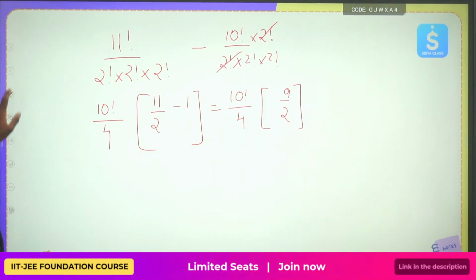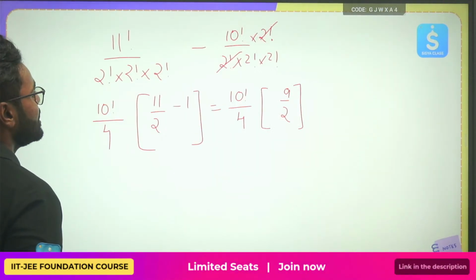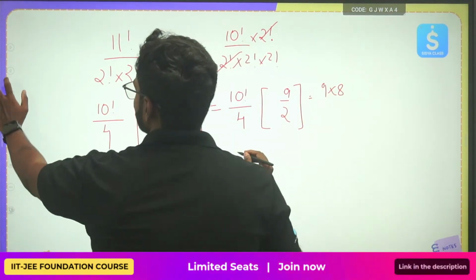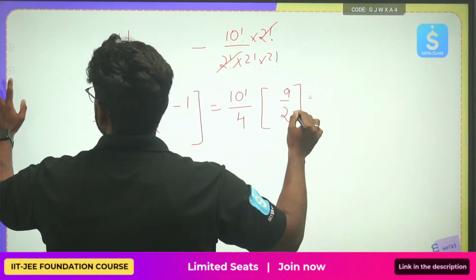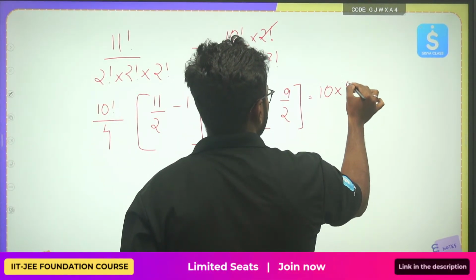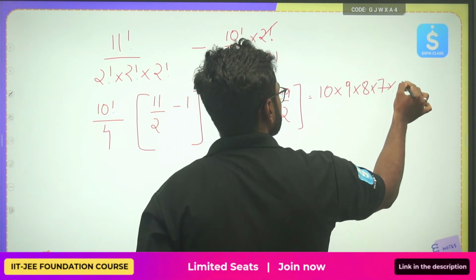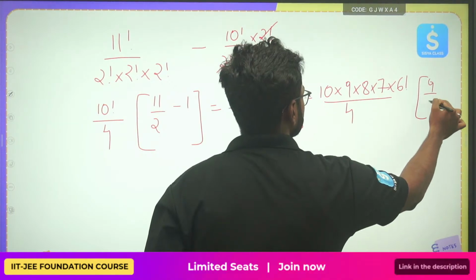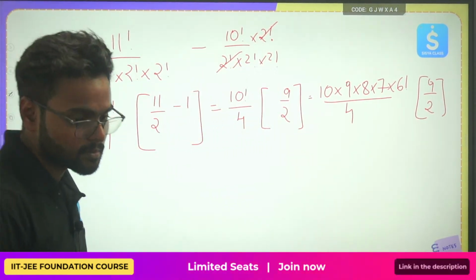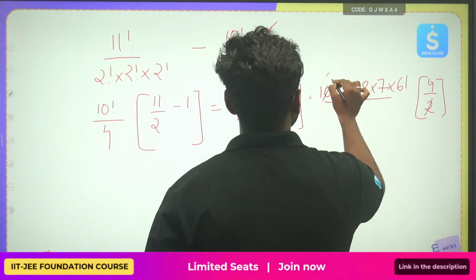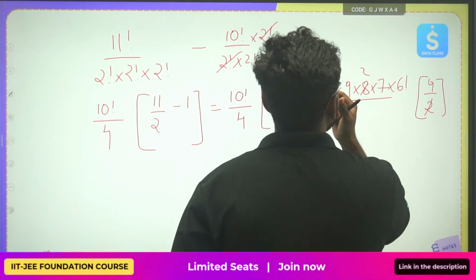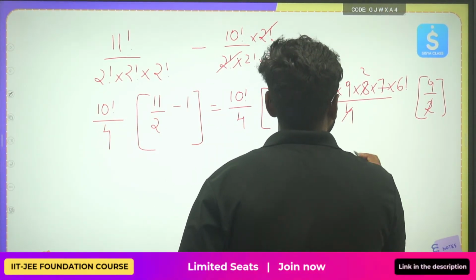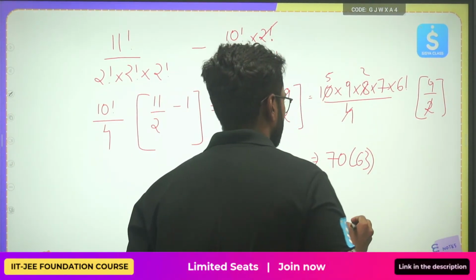9 by 2. Now, since in the equation we have 6 factorial, let us keep 6 factorial and multiply the remaining terms. 10 into 9 into 8 into 7 into 6 factorial by 4 into 9 by 2. Right? You understood this? Great. 2 5s, 4 2s. Okay. Now we have 70 into 63. Right?